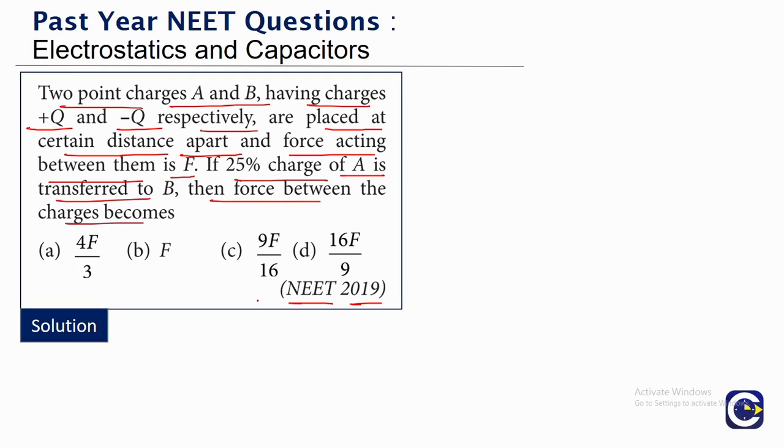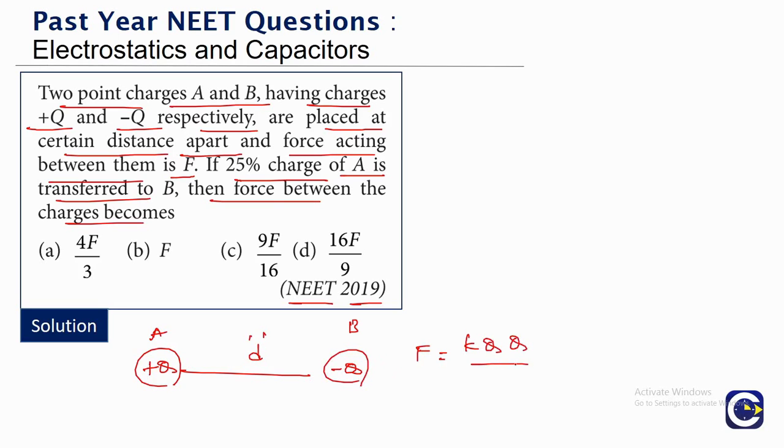So here we have a plus Q, that is our A, and minus Q, that is the B. They are at some distance apart. They are not giving what the distance is. Let us say the distance is d. So what is the initial force expression? It will be K into modulus of the first charge, modulus of the second charge, divided by distance square. Okay, so this is our F.